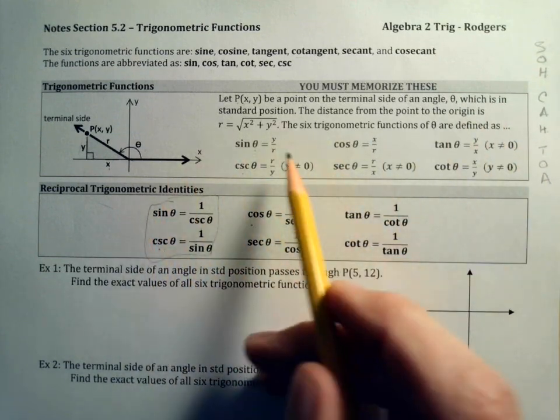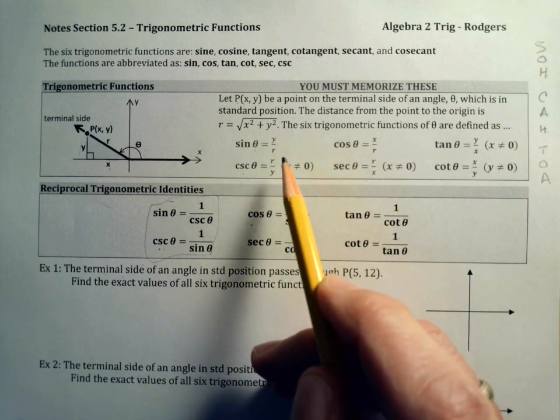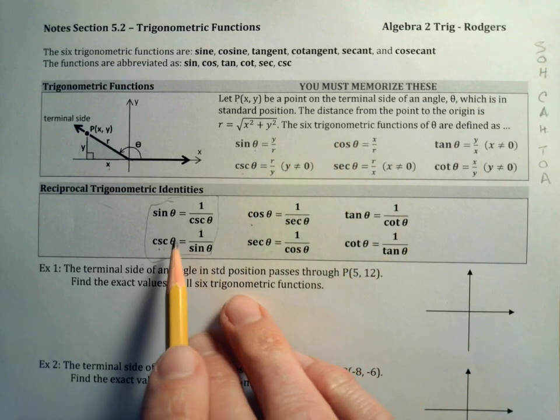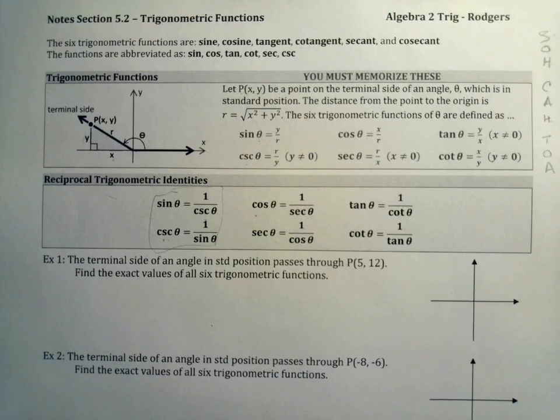Okay, so you really just have to memorize what these things are in terms of x, y, and r, and then also these identities. The reciprocals. You have to know which one is the reciprocal of which one. You just have to commit that to memory.